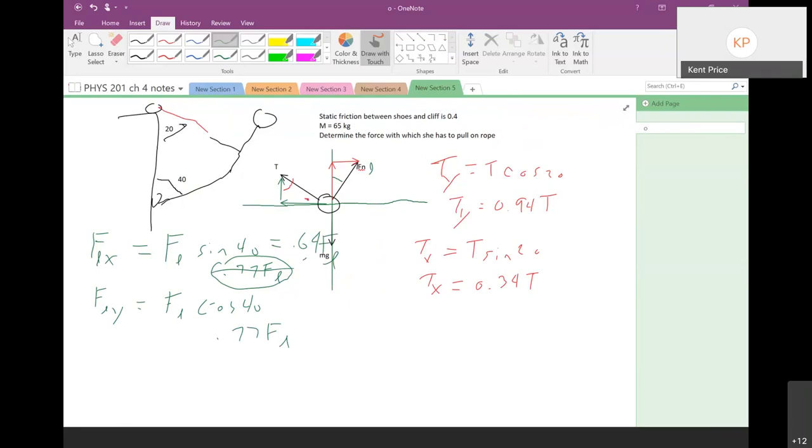Step three is to apply Newton's second law in either the X and/or the Y directions. If you don't know which to pick first, it doesn't really matter because they're both valid. Sometimes you can pick one and it works by itself. Sometimes you pick one and you get stuck, so you just say, okay, I'm going to pick the other one and see if I get unstuck.